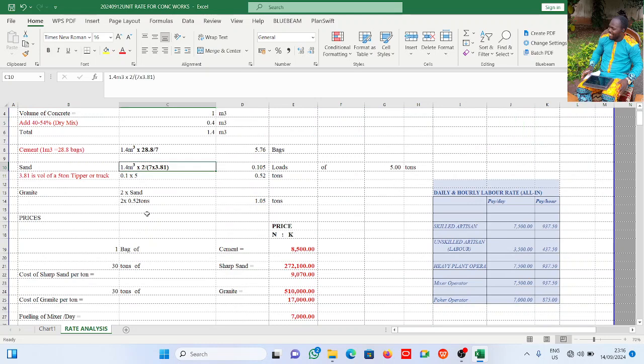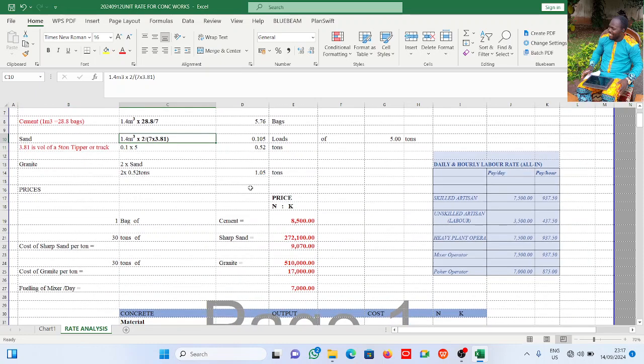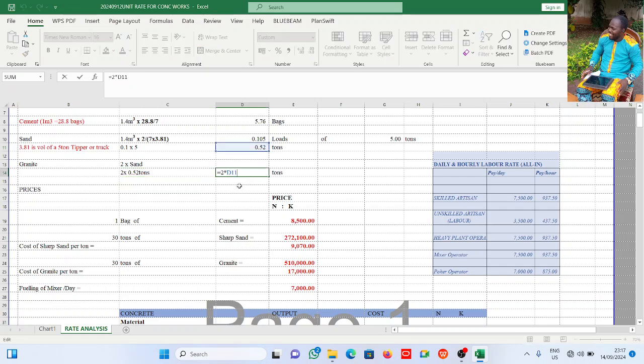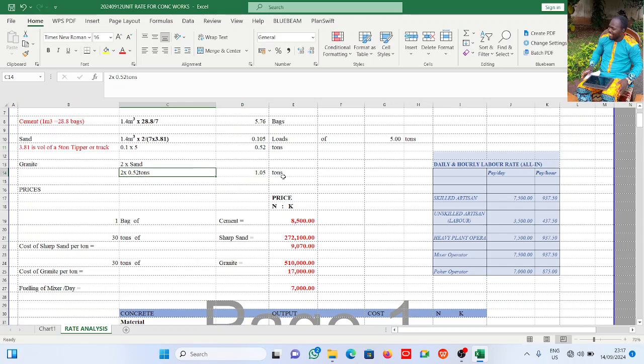This is the dry mix, 1.4 cubic meter, multiplied by the ratio of the fine aggregate, which is 2, over 7, and this is the volume of the truck, 3.8. That's a 5-ton tipper. The same thing goes for sand. Now, of course, for coarse aggregate, it is usually 2 times. That's why you have 1:2:4, twice the fine aggregate. That is why I just multiply by 2. See it here, 2 times this gives us that.